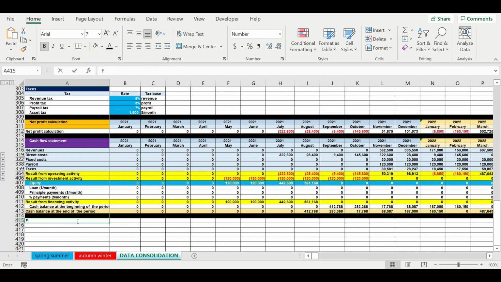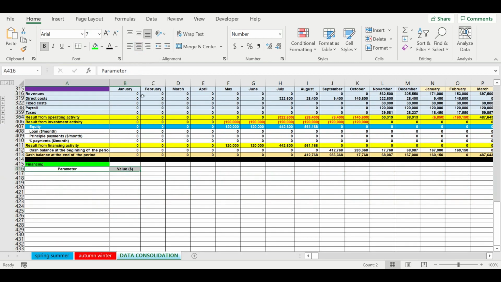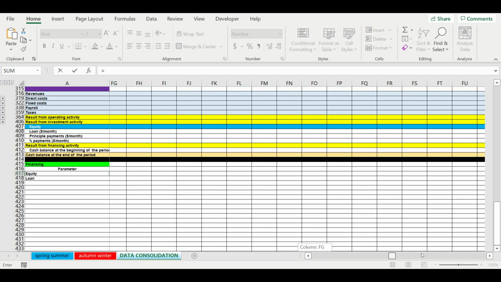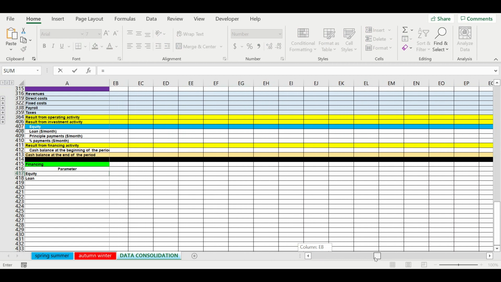We will create a table. Our financing will consist of equity, loan, this line and this line. We will take totals from here.